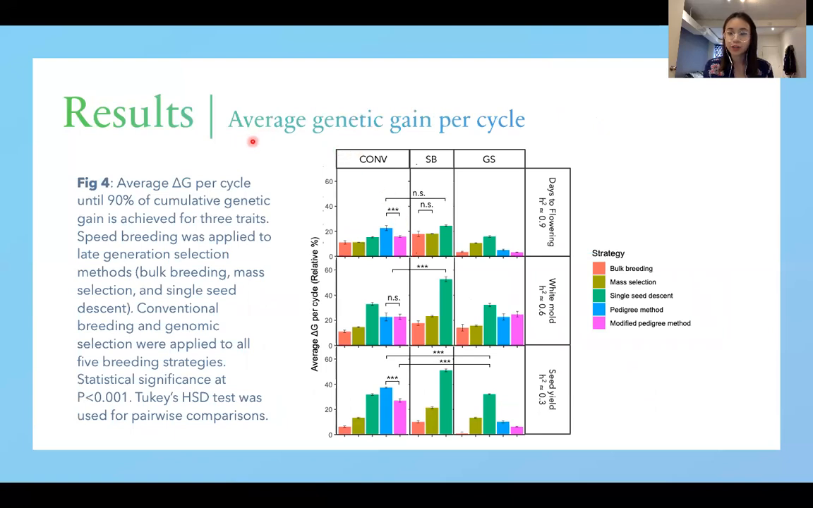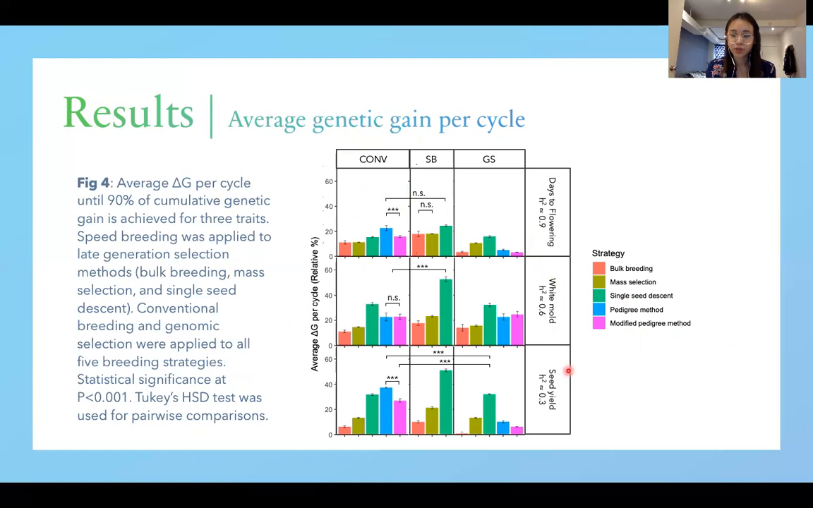So for the average genetic gain per cycle, I showed the different methods, conventional, speed breeding and genomic selection. Just as a note for speed breeding, I've omitted the pedigree method and modified pedigree method because speed breeding cannot be used for strategies that have early generation selection. And we can see that for days to flowering, speed breeding and conventional breeding lead to similar average genetic gains per cycle, but both of these are higher than genomic selection.